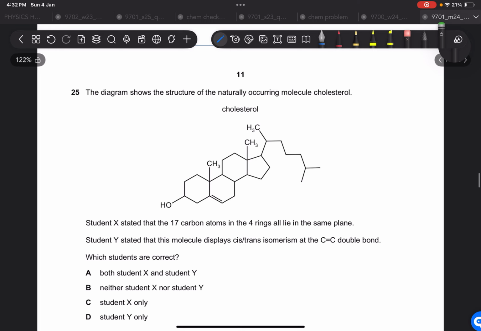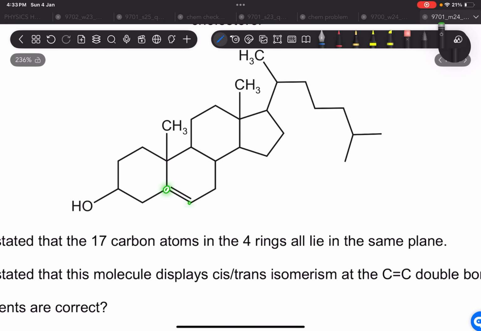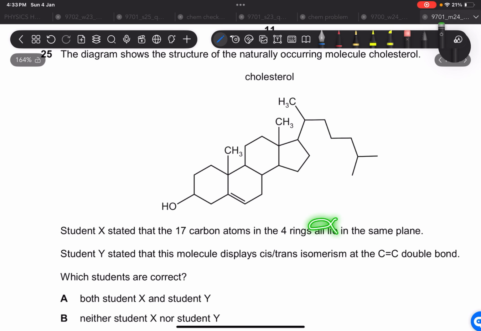Okay, this is cholesterol. A student states that 17 carbon atoms in the 4 rings all lie in the same plane. No, they cannot be all in the same plane. Only this and this lie in the same plane because they're going to be trigonal planar, sp2 hybridized. All of the rest are sp3 hybridized. So student X is wrong.